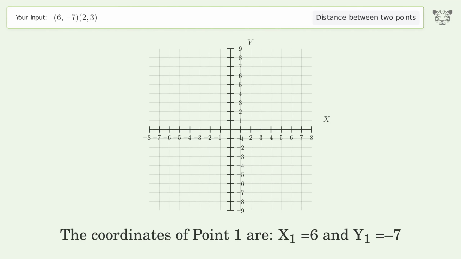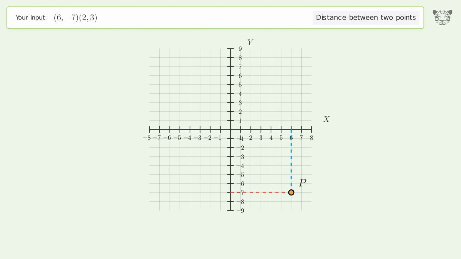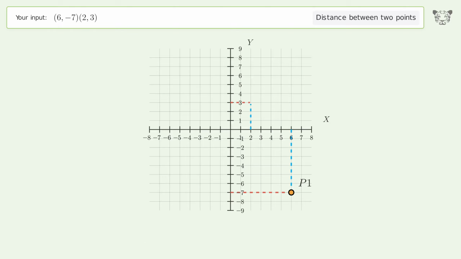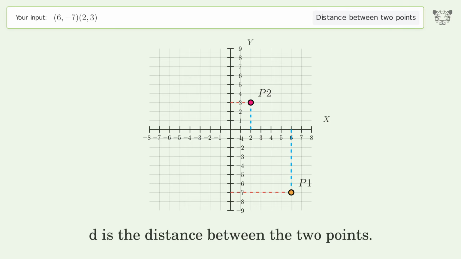The coordinates of point 1 are x1 equals 6 and y1 equals -7. The coordinates of point 2 are x2 equals 2 and y2 equals 3. D is the distance between the 2 points.